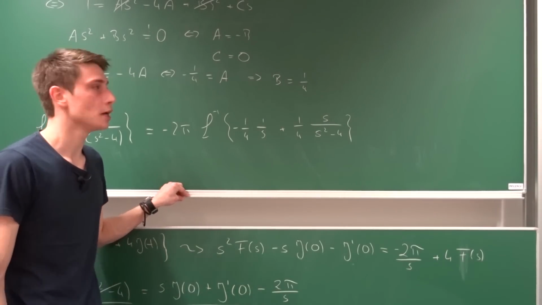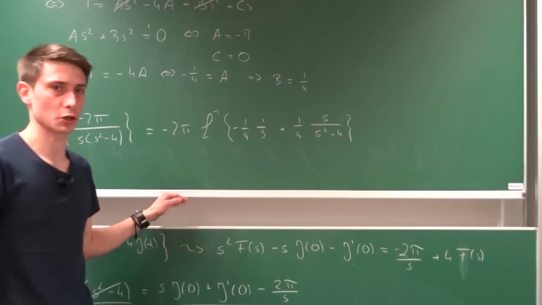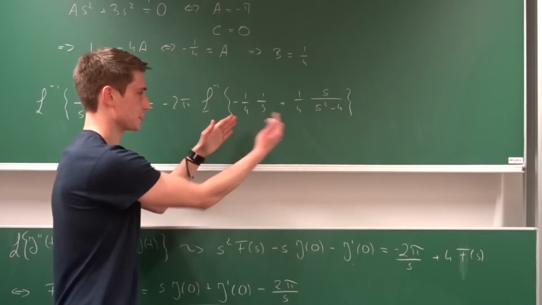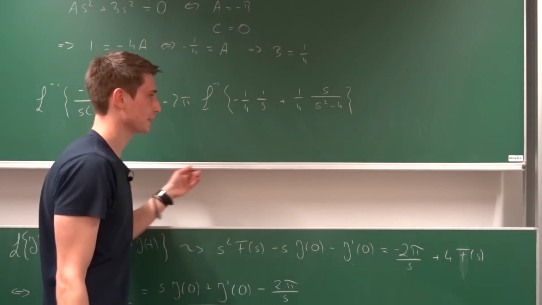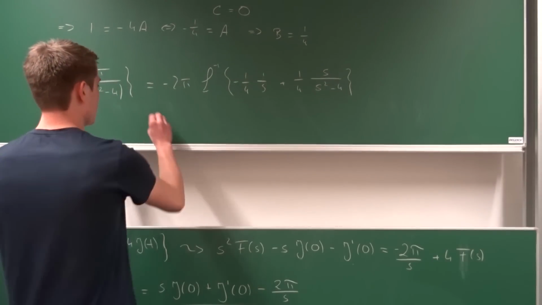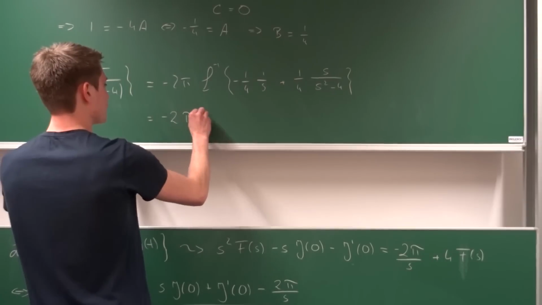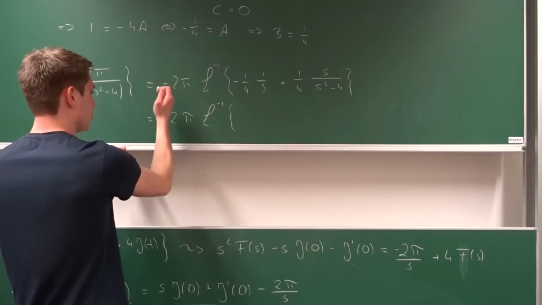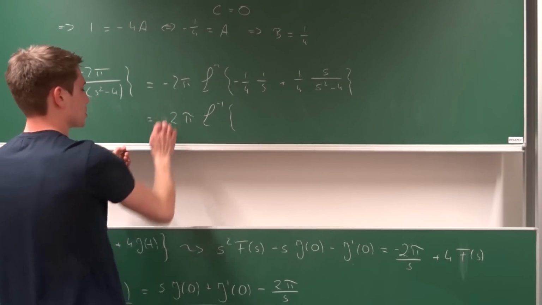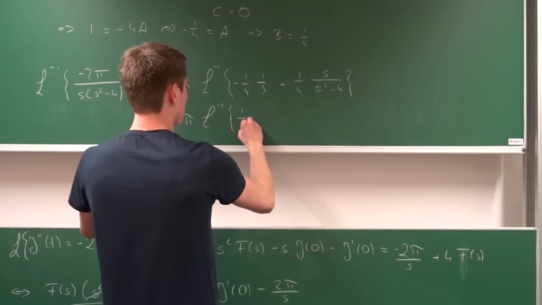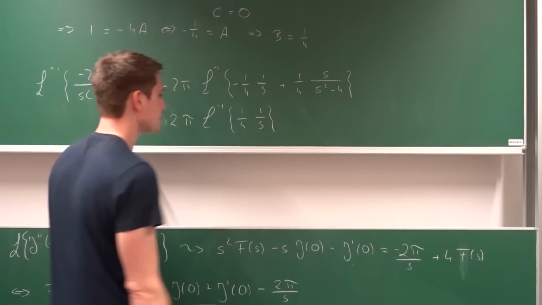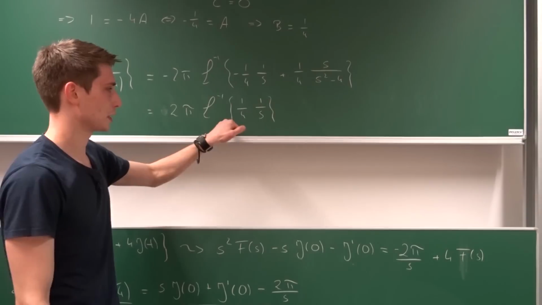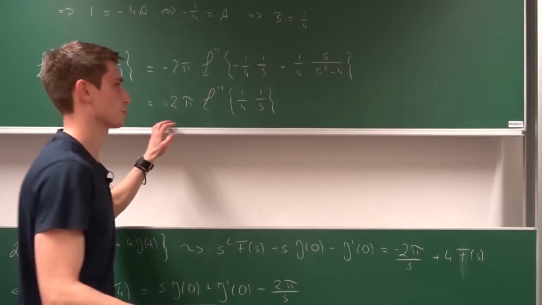Okay, great thing. So we were able to conclude this, and now we can use the linearity of the inverse Laplace transform to break this up. This is now minus 2 pi times the inverse Laplace transform of, okay, minus and minus becomes positive in total, so this is just a positive sign, and we have 1 over 4 times 1 over s. This will just be 1 over 4. So the inverse Laplace transform of 1 over s is just 1.